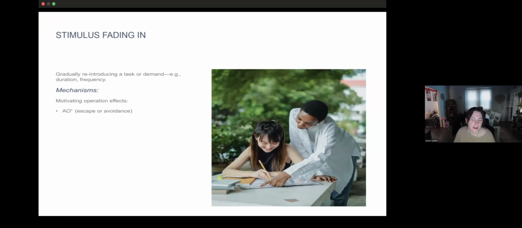And one way, if you really want to include this in your plan, you'd have to collect baseline data in the beginning. So you want to see what is the current duration of time that the VIP is withstanding or tolerating whatever task or whatever goal that you're working on, and then start there and work your way up.